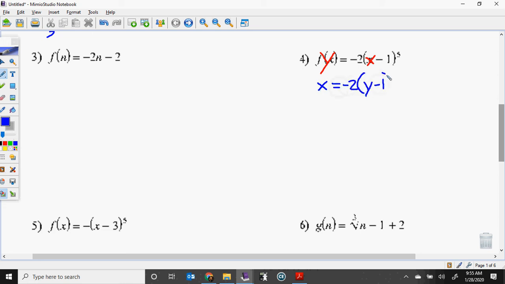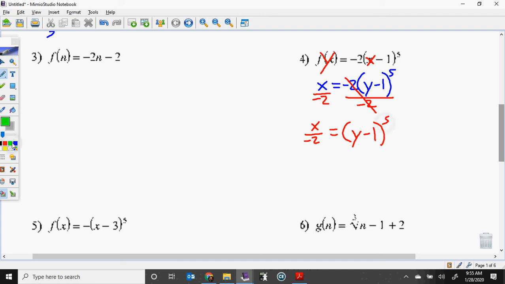Y minus 1 to the 5th. And then I need to solve for y. Now you might be looking at that exponent like, oh, okay, we need to take the 5th root. And we will, but I have to get rid of that -2 first. So I got to divide by -2 first before I can do anything else. So that gives me x divided by -2, or -1/2 x, equals y minus 1 to the 5th.